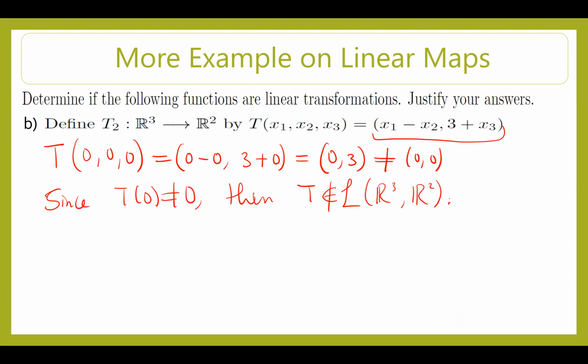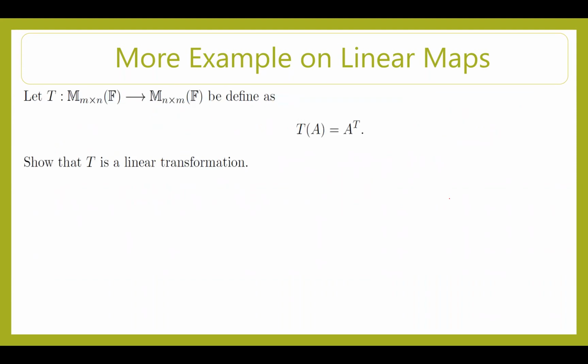Very straightforward. Another example. So we have a function here from the set of n by m matrices into the set of m by n. Remember that there is a change of order here. It's defined to be, when you apply T to a matrix A, you get the transpose of that matrix. So we want to show that T is a linear transformation. So let's prove that.